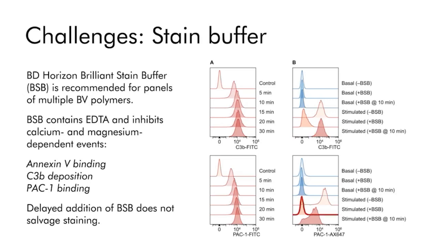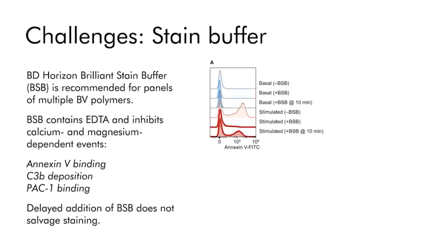For PAC1, inclusion of buffer from the start caused a complete inhibition, and sequential addition caused a significant loss of staining. And the same was true for annexin, where Brilliant Stain Buffer caused partial or complete loss of staining. So when using new reagents or buffers, it's important to examine their effects on platelet function in order to avoid potential problems such as those demonstrated here.